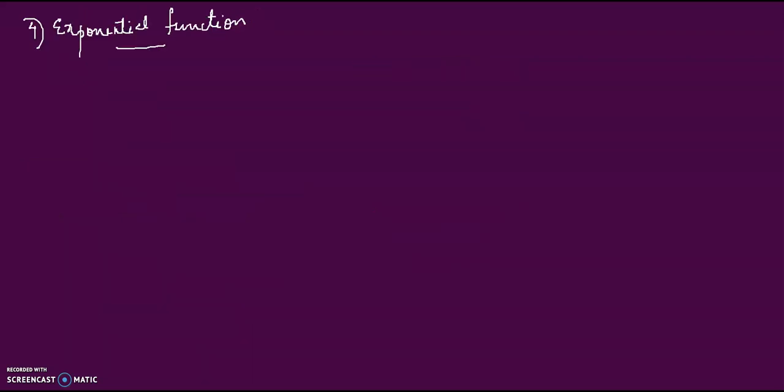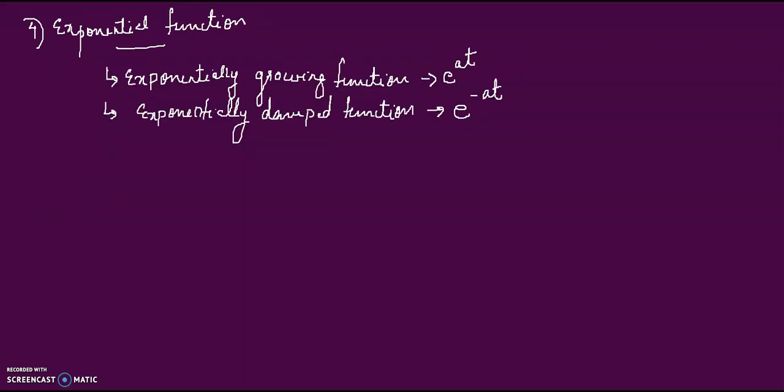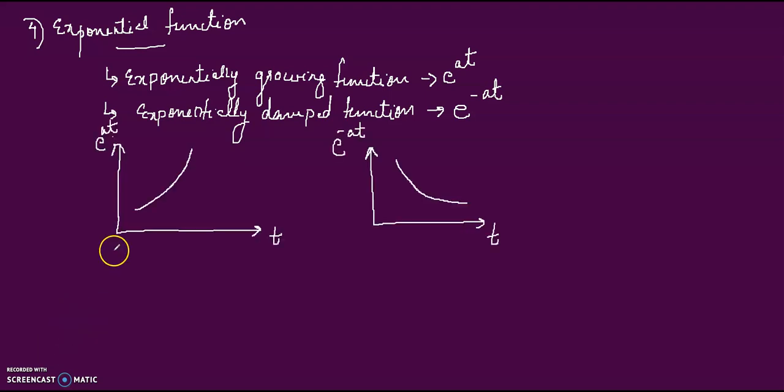Next, exponential function. Exponential function can either be a growing function or a damped function. Growing function means e raised to at, and damped function means e raised to minus at. You can draw both and see the variation of e raised to at and e raised to minus at with respect to t. E raised to at is a growing function, and e raised to minus at is an exponentially damped function.